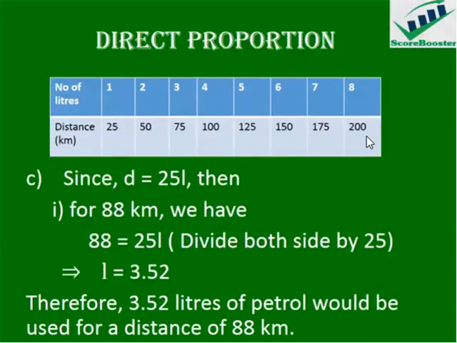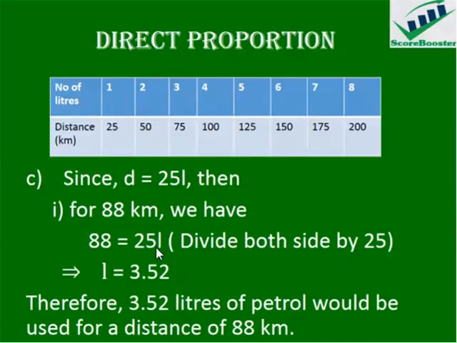So we are asked to find the number of liters the car will need to travel for 1, 88 kilometers, and 2, 130 kilometers. The moment you find the relationship between distance and liter, that is what you will be using. So since D equals 25L here, for 88 kilometers, we know that this 88 kilometers is distance. We have to obtain the liters of petrol the car will use to travel for 88 kilometers. So we substitute the distance to be 88 kilometers equals 25L. So we are looking for the value of L. Here we have 25L, but we are looking for the value of L.